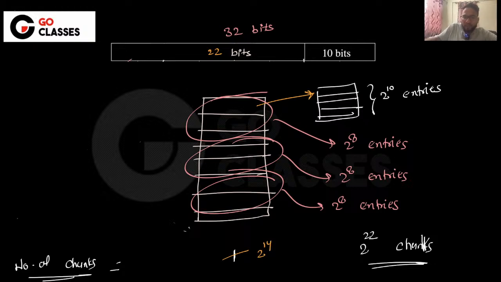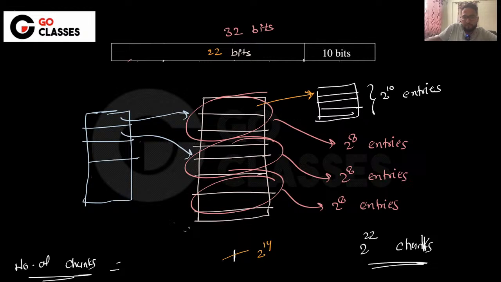And since there are 2 power 14 chunks, I will be having 2 power 14 entries here, because each entry will just point to one chunk. Right? There are 2 power 14 entries. Earlier there was just one chunk here, and each chunk is having 2 power 14 entries. And here, how many chunks are there now? Earlier it was just one chunk, but I have divided that one chunk into some groups. How many groups will I have? If each group is having 2 power 8 entries, then there will be 2 power 14 groups.